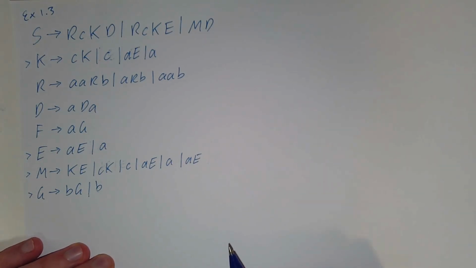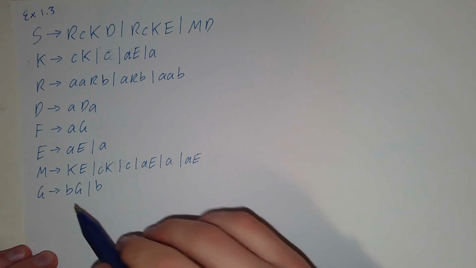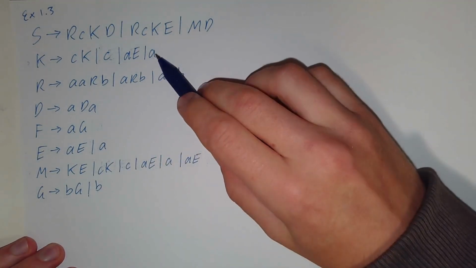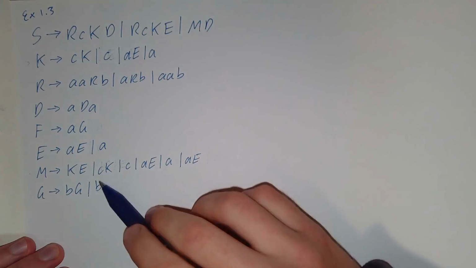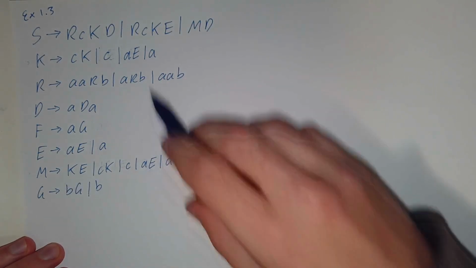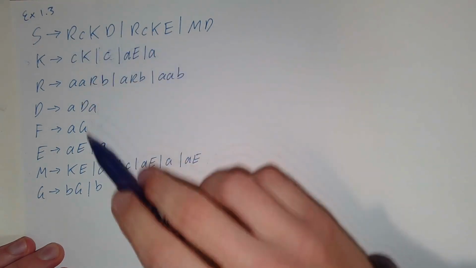So next we need to remove useless symbols. So we need to identify all the non-generating and all the non-reachable symbols. So what symbols can't produce anything? Well, G and E and R and K can all produce strings directly, so they're fine. M can also produce strings directly, so that's okay. S can produce things that can produce strings, that's alright.